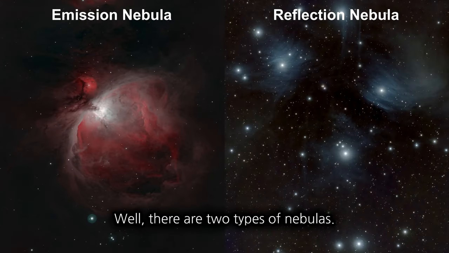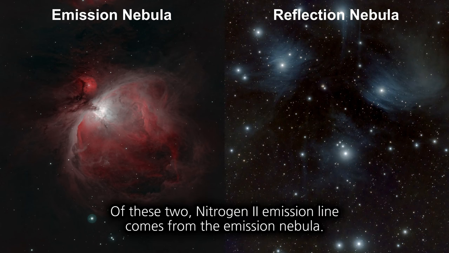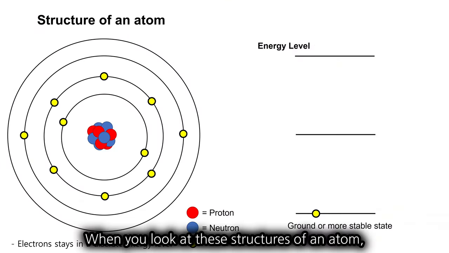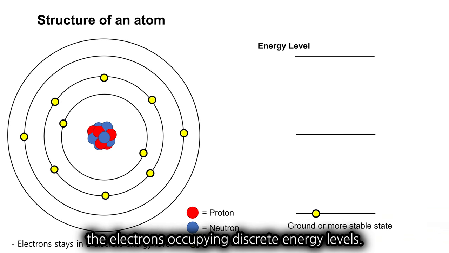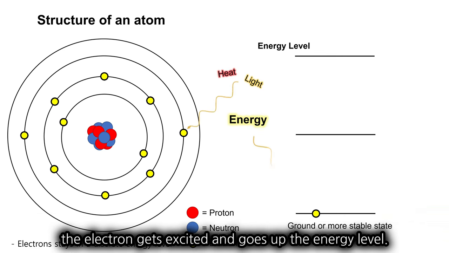Well, there are two types of nebula, emission nebula and reflection nebula. Of these two, the nitrogen 2 emission line, of course, comes from the emission nebula. When you look at the structure of an atom, there are electrons occupying discrete energy levels. When the electron receives energy in the form of heat or light from a nearby star, the electron gets excited and goes up the energy level.